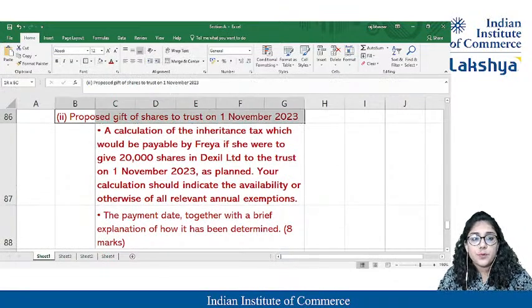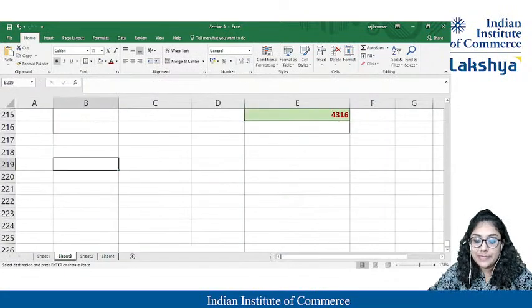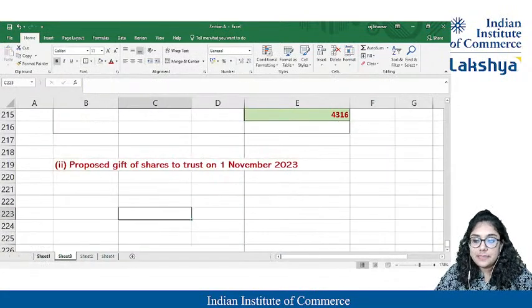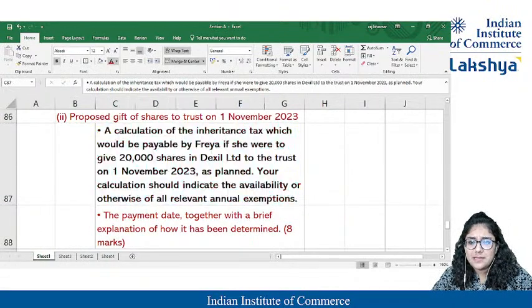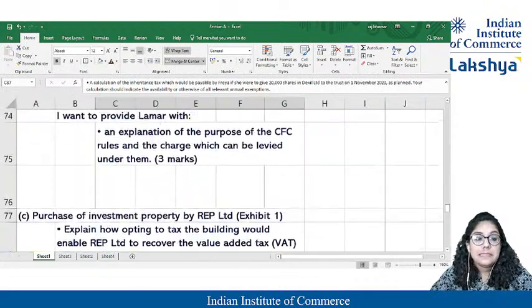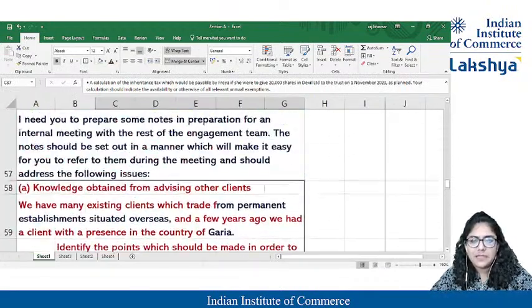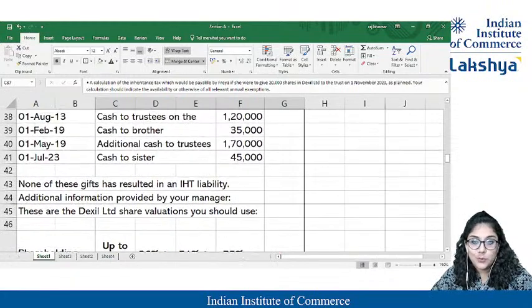Yeah, so this is proposed gift of shares. I'll just copy it and paste it over here, because we want to present an answer accordingly. Yeah, let's read the question. What have they asked us? Before going into the question, what they have presented for us, we can just read the case scenario. Okay, so what have they given? We have left just one part to be read here.